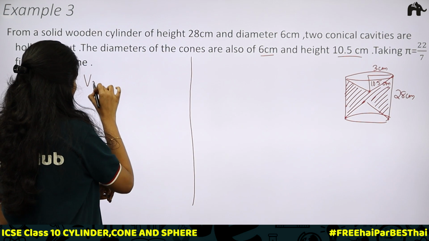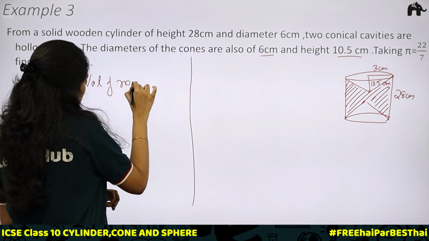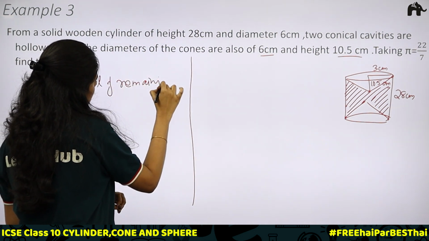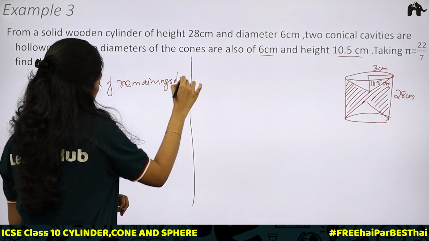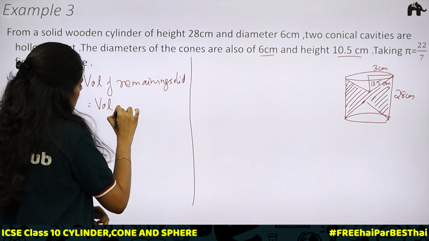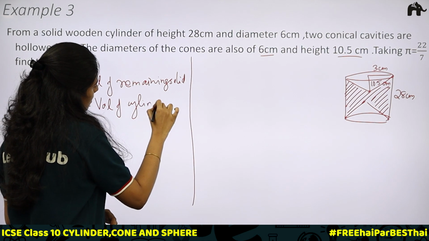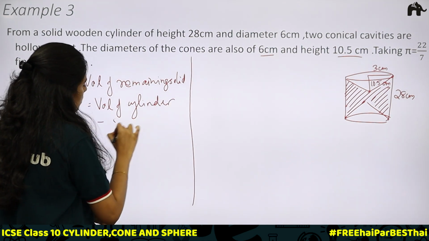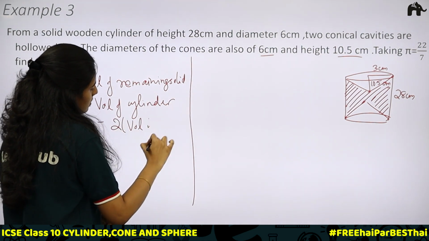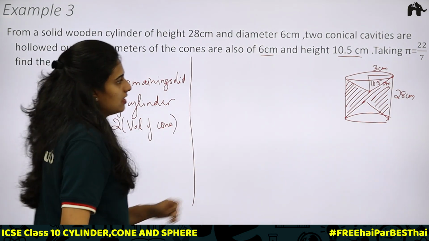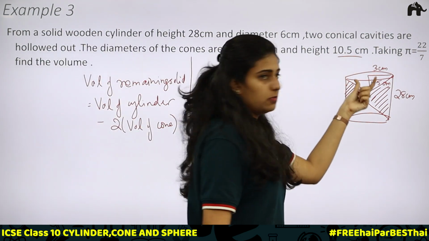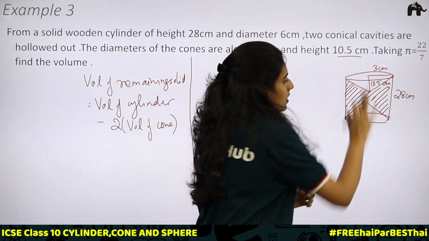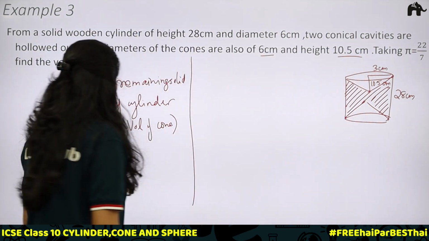Therefore, we have the volume of the remaining solid equal to the total volume of the cylinder minus 2 times the volume of a cone. Why 2 times? Because from the bottom and the top portion, cones are hollowed out which are of equal size. Minus 2 times the volume of a cone.